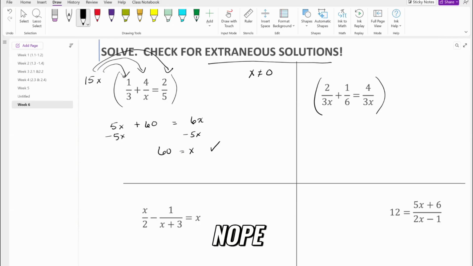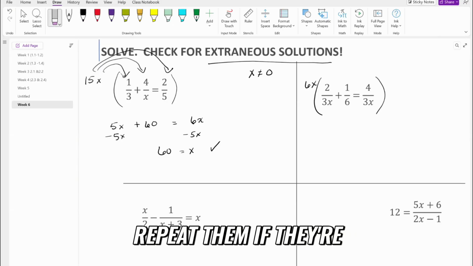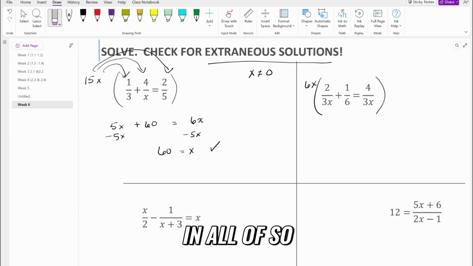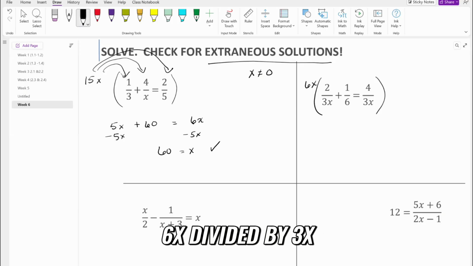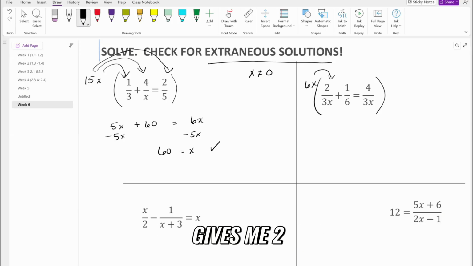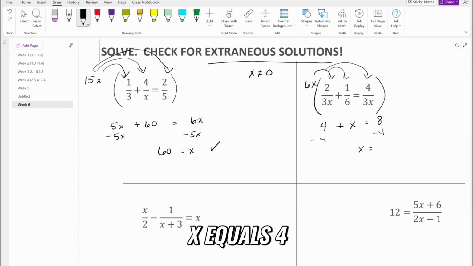What is my common denominator for the next one? 18x. Nope, 6x. So 6x. You don't have to repeat them if they're in all of them. So 6x divided by 3x gives me 2. 2 times 2 is 4. The 6 cancel and I just get x. And then times the last one, 6x divided by 3x is 2. 2 times 4 is 8. So 4 minus x equals 8, minus 4, x equals 4.